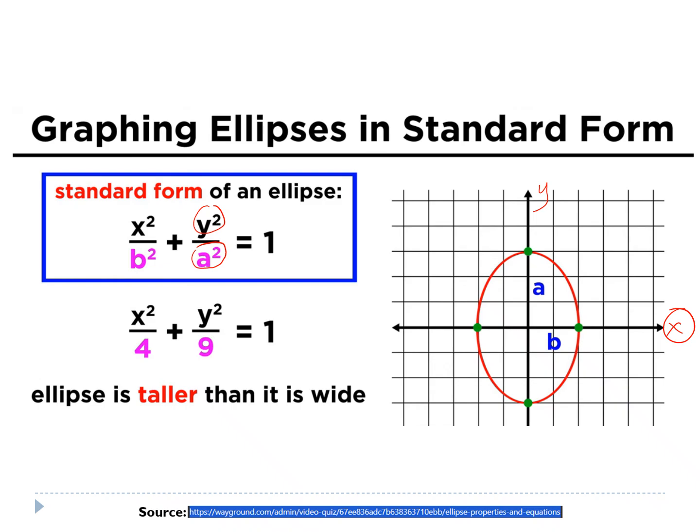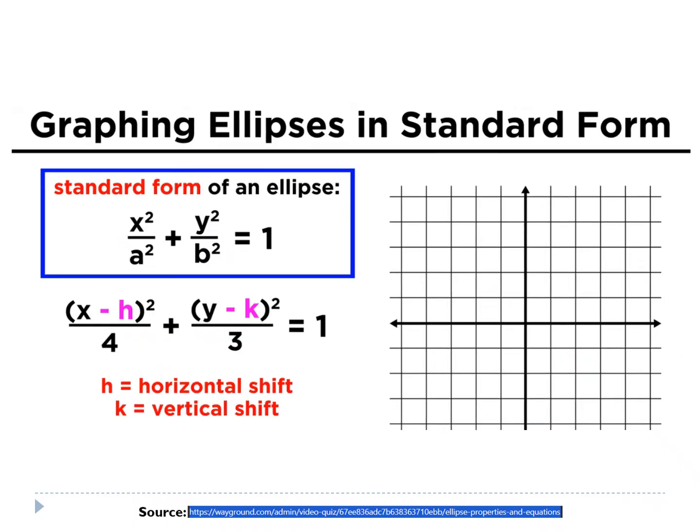So we have here, in this case, a is greater than b, where a is under the y squared, the bigger number, or the larger number, is under the y squared. So the major axis is the y-axis for an ellipse that has a center at 0, 0, or at the origin.